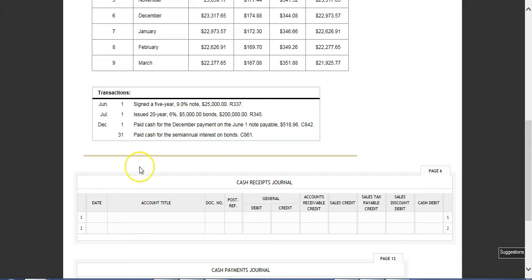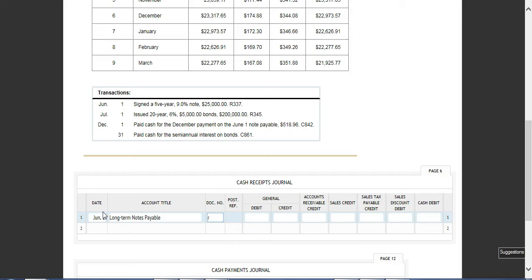So our cash receipts journal gets the long-term notes payable. This would be the June 1st, 5-year long-term, and then the July 1st bonds payable. Okay, so that means that money is coming into us that we are going to use. June 1st, long-term notes payable.